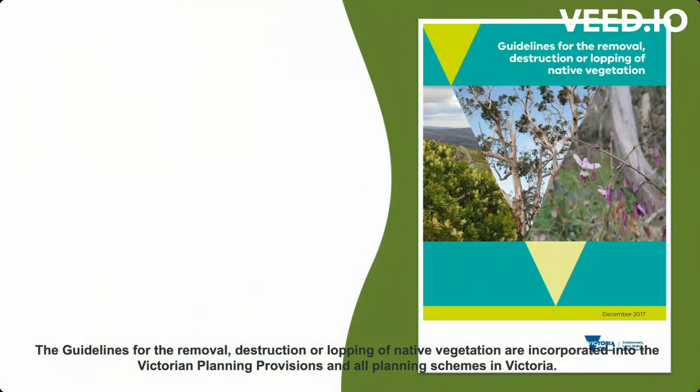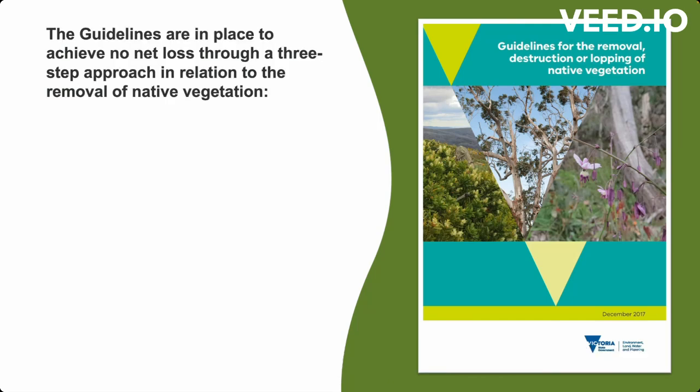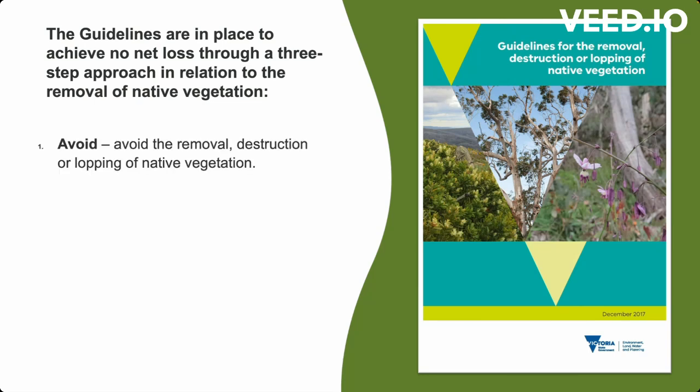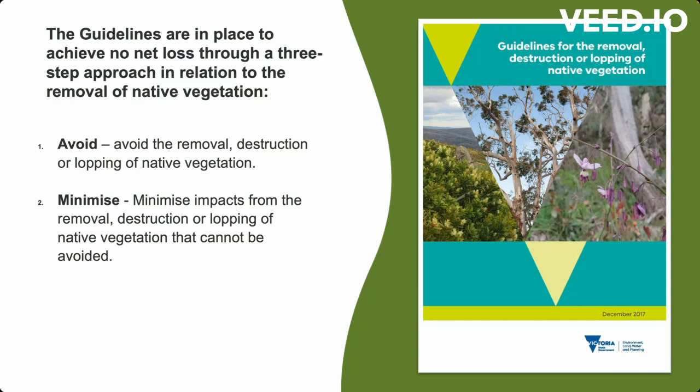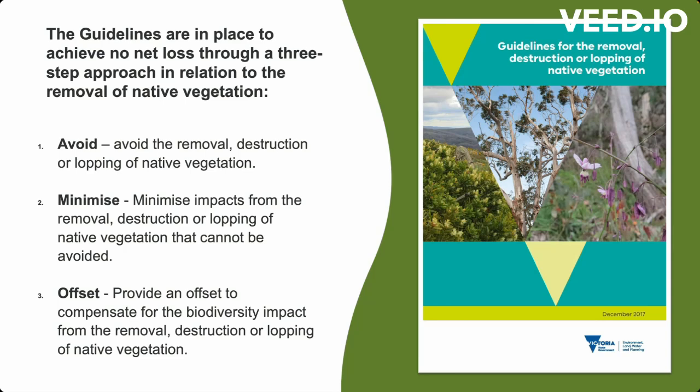The guidelines for the removal, destruction, or lopping of native vegetation are incorporated into the Victorian planning provisions and all planning schemes in Victoria. Guidelines are in place to achieve no net loss through a three-step approach in relation to the removal of native vegetation. 1. Avoid. Avoid the removal, destruction, or lopping of native vegetation. 2. Minimise. Minimise impacts from the removal, destruction, or lopping of native vegetation that cannot be avoided. 3. Offset. Provide an offset to compensate for the biodiversity impact from the removal, destruction, or lopping of native vegetation.